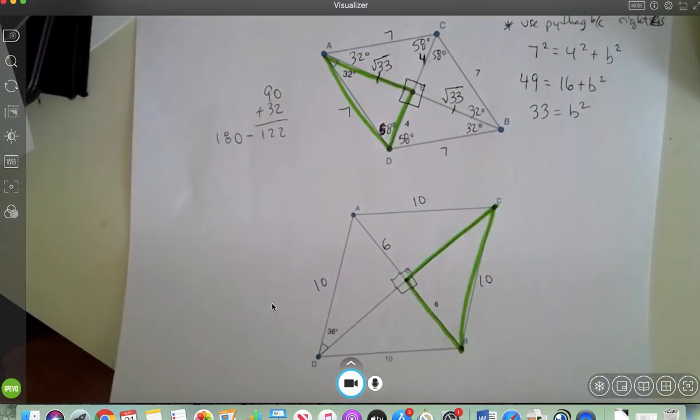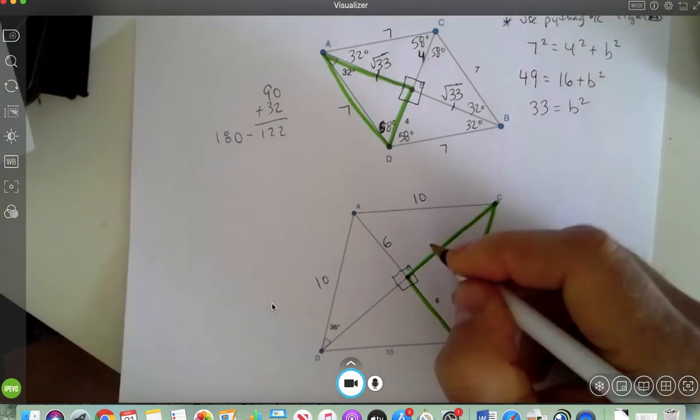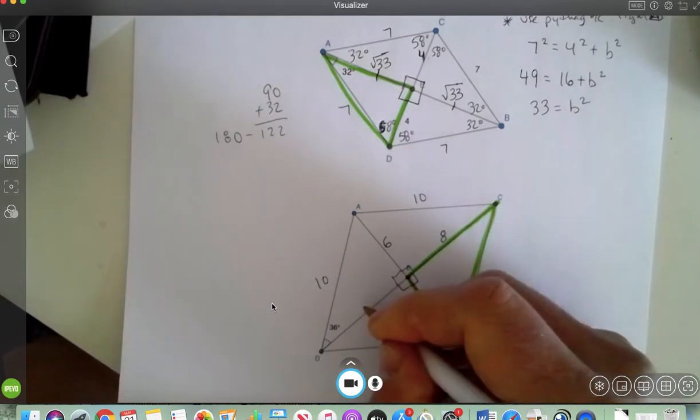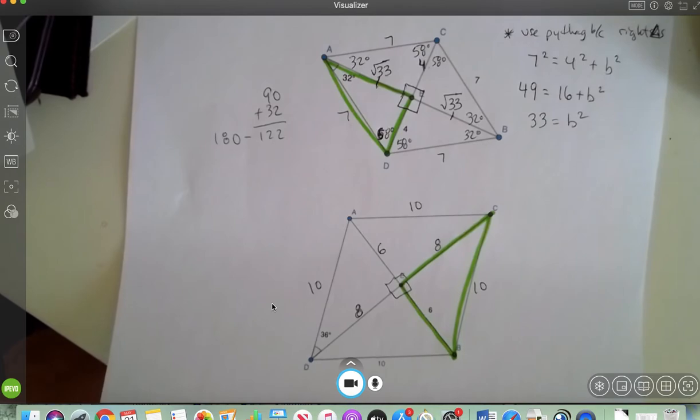I could do the Pythagorean theorem. I could hope it's a triple. Let's see. Oh, it's a triple. So that's 8. That's 8 because the diagonals bisect each other. I did all the side lengths first, and that's why they're done. That's a really great strategy to use: just get the lengths done so then you can go to the angles.